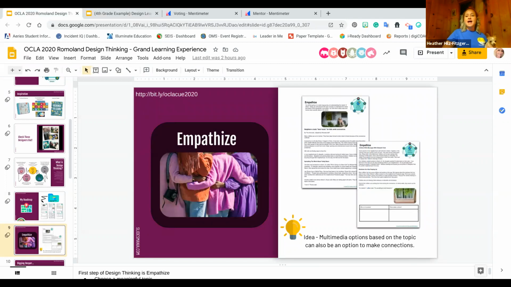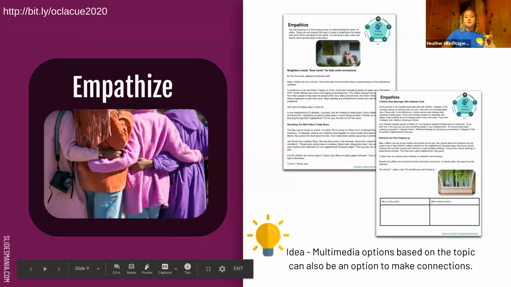And again, at this point too, I really think it would be important, because you've been with your students probably for maybe a month or a few weeks. You could even ask your students what they are interested in learning about, because you want to make sure that topic is something that they're going to be motivated to be a part of for the entire unit.